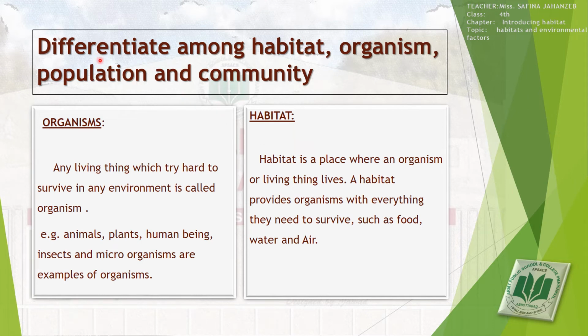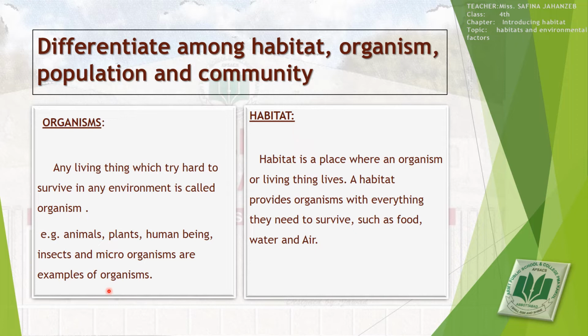Students, now we are going to differentiate among the terms habitat, organisms, population, and community. We are going to define these one by one. First of all, we are going to define organism. What is an organism? Any living thing which tries hard to survive in any environment is called an organism. For example, animals, plants, human beings, insects, and microorganisms are examples of organisms.